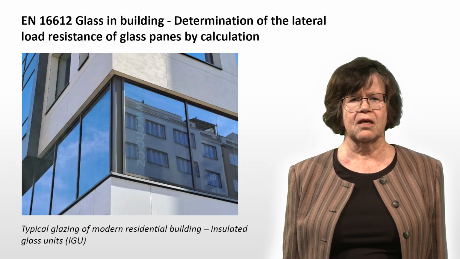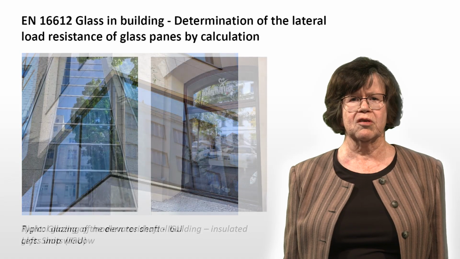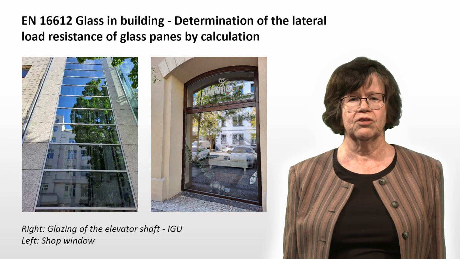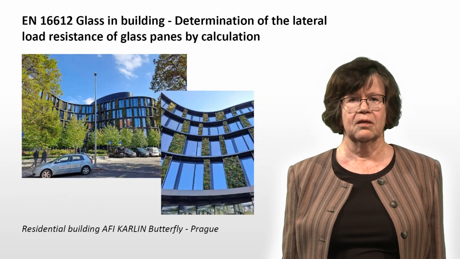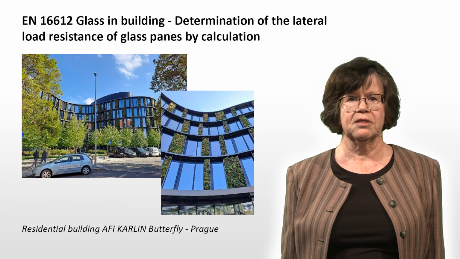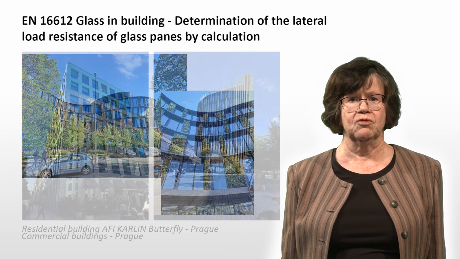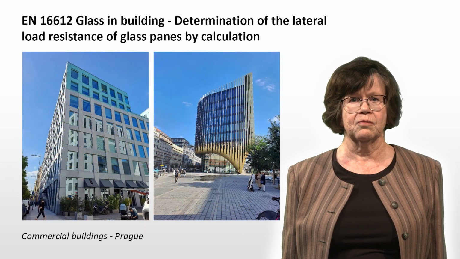EN 16612 deals with the durability of infill panels made of monolithic glass, laminated glass, or insulated glass units, which nowadays are mainly used as windows and facades. The standard is only valid for infill panels simply supported linearly around the edges, loaded with a uniform load perpendicular to the surface, which can be classified in the class consequences lower than CC1.